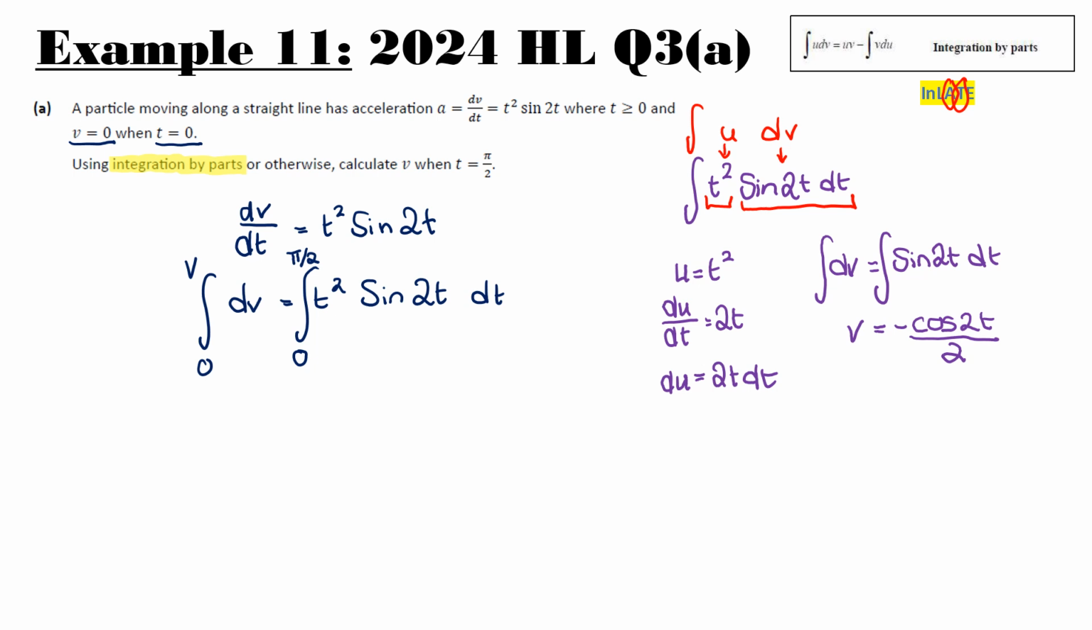So then in order for us to get an answer, we have uv minus the integral of v du.